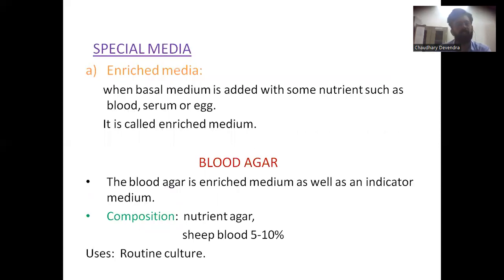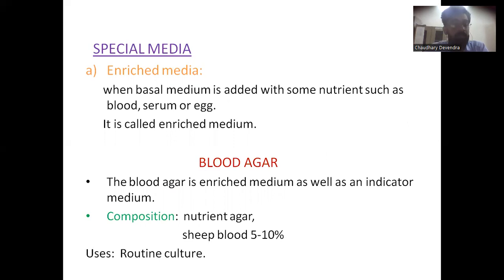Special media. Now, in special media, we subdivide it, and the first one is the enriched media. So what is the enriched media? When basal media is added with some nutrients such as blood, serum, or egg, it is called enriched media. Basal means simple media.